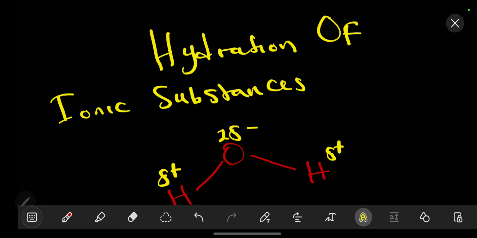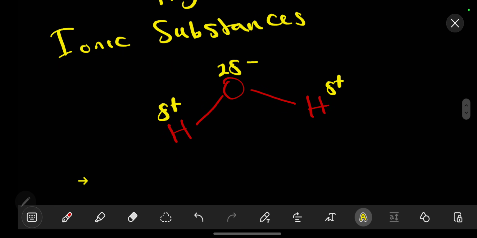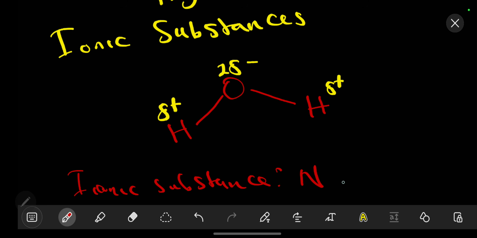Now let's look at hydration of ionic substances. Ionic substances are simply substances that are made of a metal and a non-metal. For example, we might have an ionic substance such as sodium chloride. Sodium is a metal, chlorine is a non-metal, so this is an ionic substance. How does water dissolve such a substance? It is through the attraction.